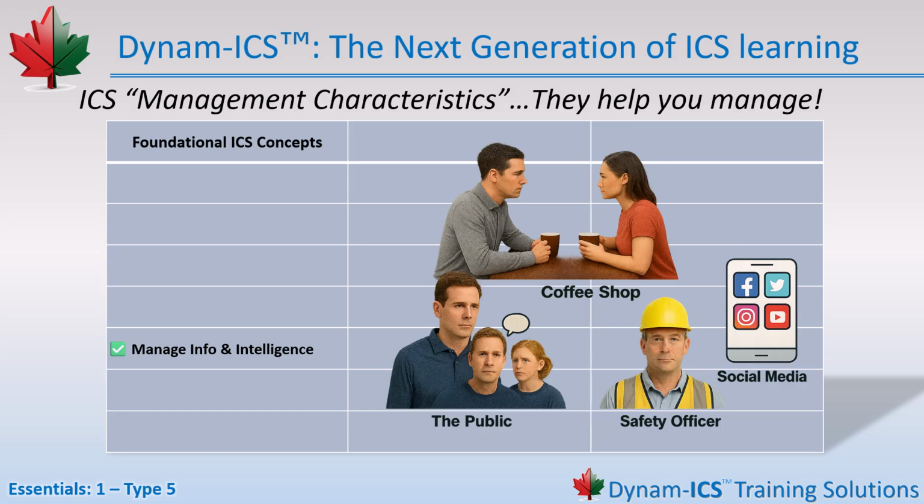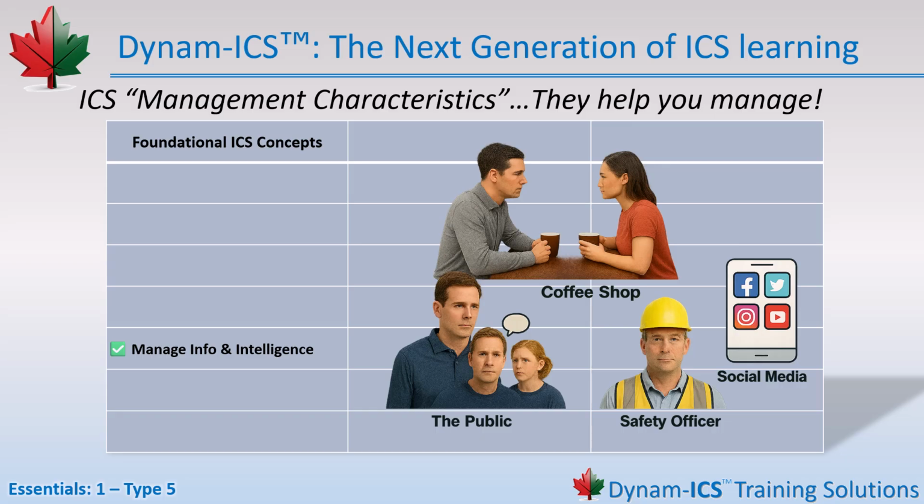In ICS, managing information and intelligence means more than just passing messages. It's about turning raw information into useful intelligence. Information is what's coming in: reports from the field, public updates, safety checks, or even social media posts. But on its own, that's just noise. When that information is verified, organized, and analyzed, it becomes intelligence. And intelligence is what you can base your action plans on. That's why this management characteristic is so important. It's the difference between reacting and making informed decisions.